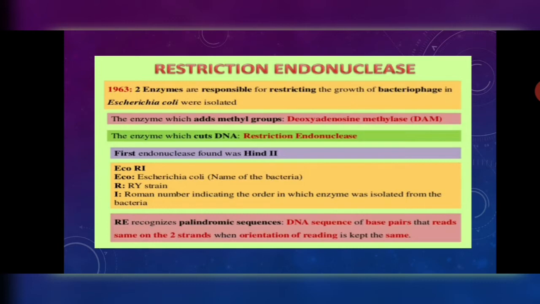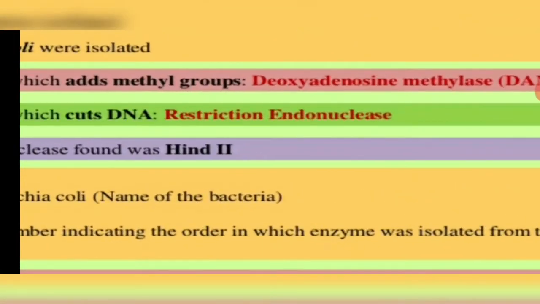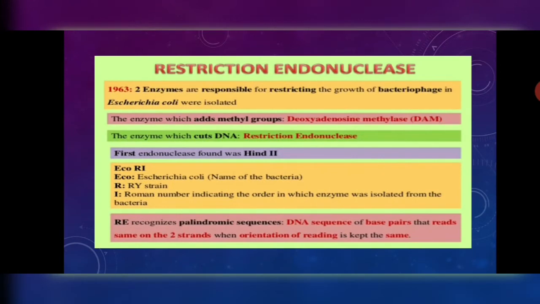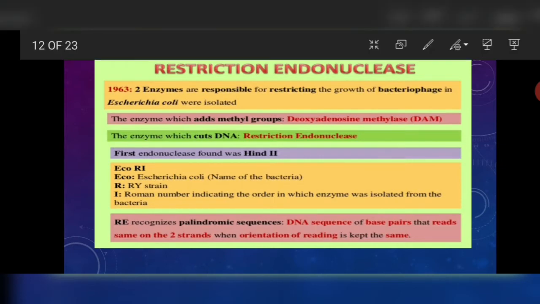The first endonuclease that was found was HindII. Let's see how this HindII has been named. H stands for Haemophilus, in stands for influenzae, d for strain d, second enzyme. That's how HindII has been named. EcoRI, that is E. coli, R strain, first enzyme. Okay, so that's how they have been named.